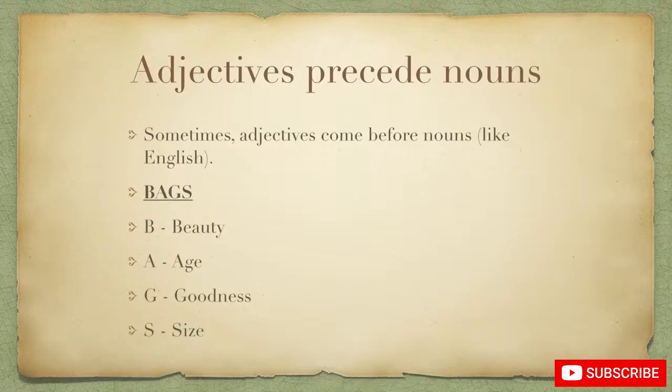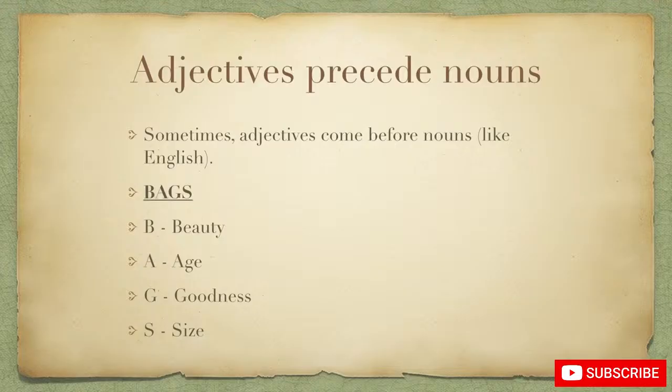The way that you can remember which adjectives come before the nouns is by using the acronym BAGS. B-A-G-S stands for beauty, age, goodness, and size. What this means is that any adjectives that describe beauty, age, goodness, or size will come before the noun.